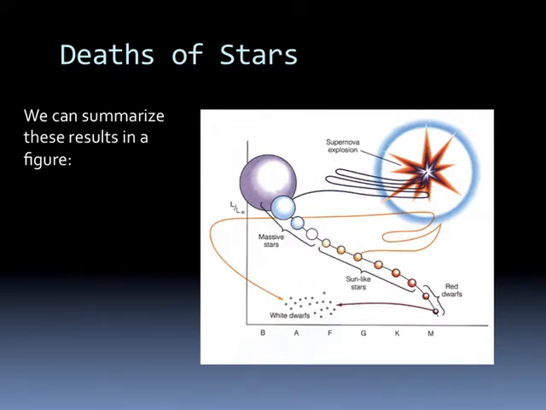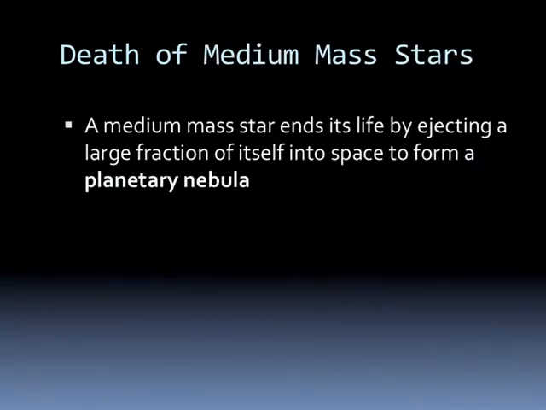Ones about like our sun are going to go into their giant phase, and they're going to pulse for a little bit, and then they eventually go down and become white dwarfs. The massive stars become the supergiants, and eventually they're going to end in a supernova explosion. So start with medium mass stars.